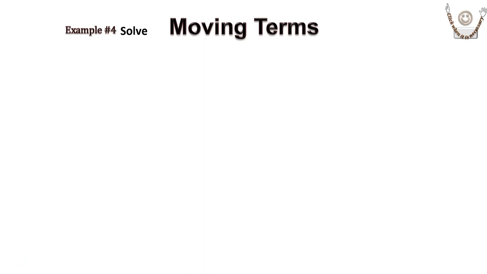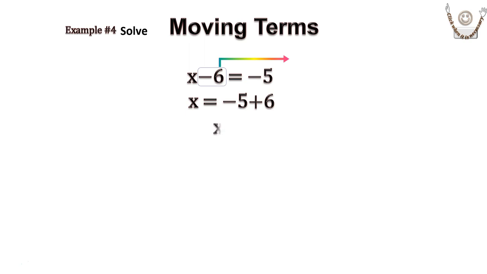We want to separate terms with variable and keep them on the left, and constant terms, which are numbers, keep on the right. But if you want to move a term from one side to another, you just need to change sign. So negative 6 on the left becomes positive 6 on the right, and then we have to simplify. Negative 5 and positive 6, just positive 1.